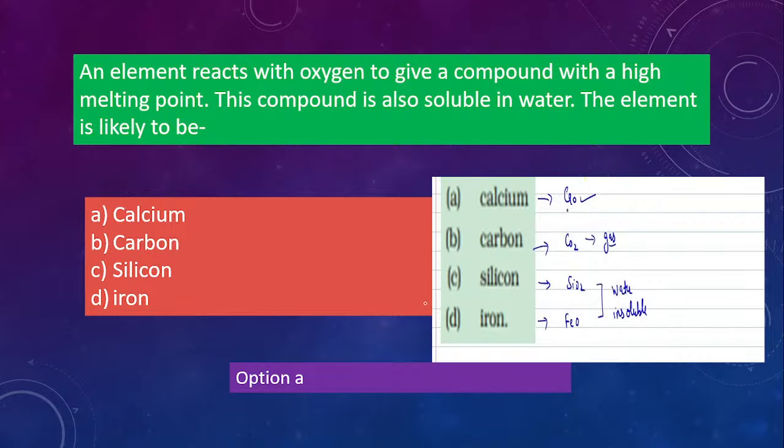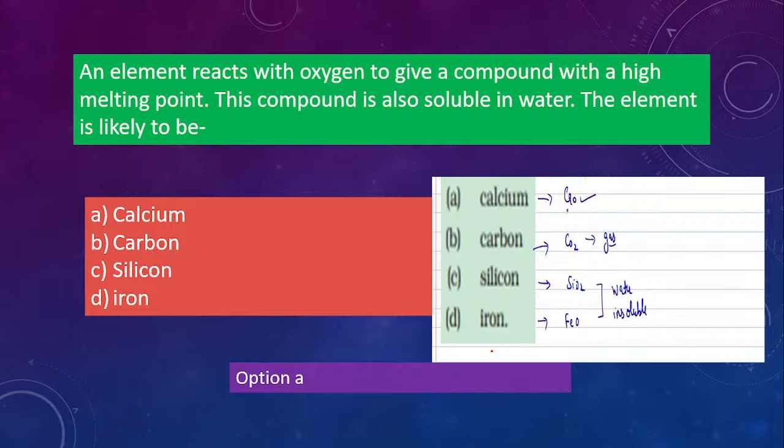See here, calcium will form calcium oxide. Carbon with oxygen forms carbon dioxide gas. Silicon forms silicon dioxide, and iron forms iron oxide. Both silicon dioxide and iron oxide are water insoluble. They are not soluble in water. This is the key thing that you need to remember. Calcium oxide is the only one that is soluble in water. Carbon dioxide is a gas, so this cannot be.